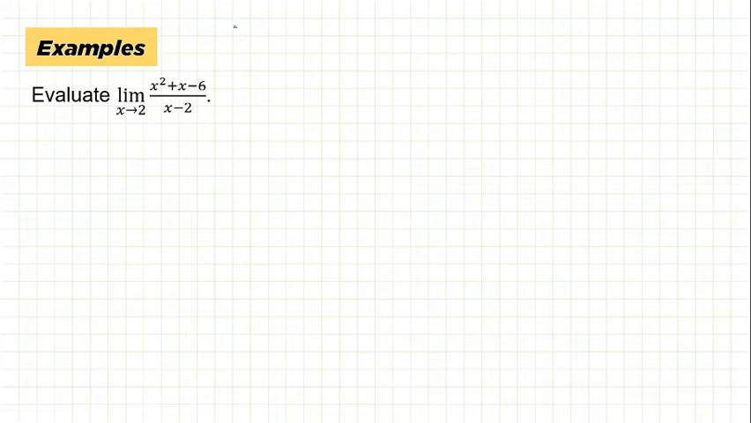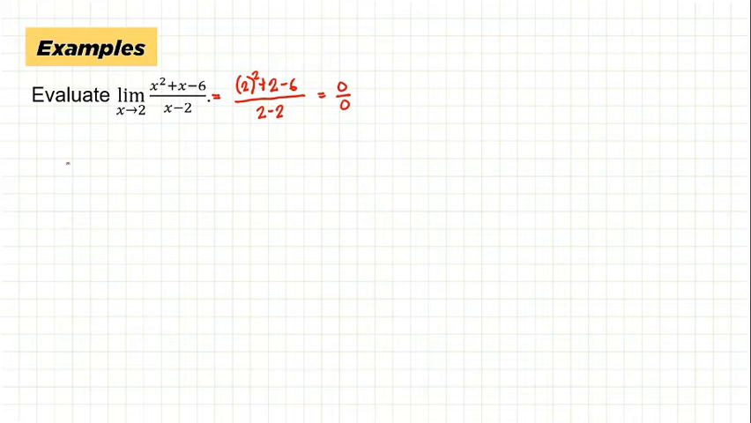So in this case, let's try to substitute. So we will have 2 squared plus 2 minus 6 all over 2 minus 2. And this is now equal to 0 over 0. So this is our first step. Let us check first if yung limit will lead to 0 over 0 before you proceed to factoring or rationalizing.